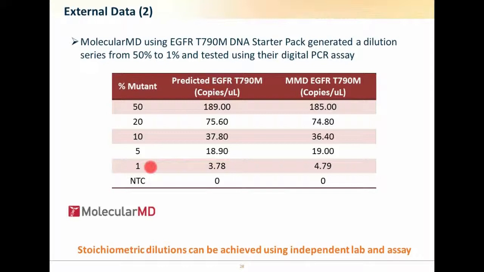If you compare the predicted numbers of EGFR T790M copies per microliter to what they actually read in the system, it's incredibly similar all the way down. It's very nice to see that the stoichiometric dilutions that we achieve in-house can be achieved using an independent assay in an independent and external lab.